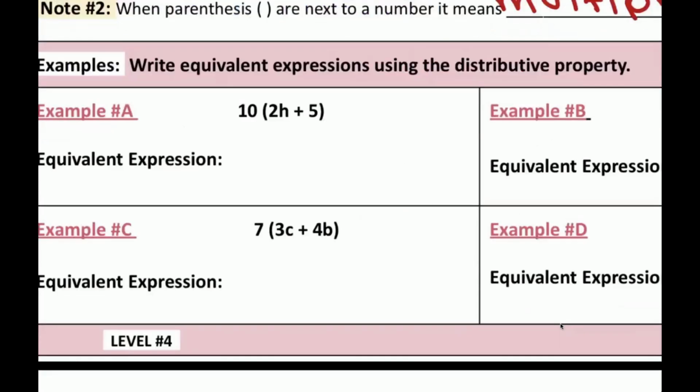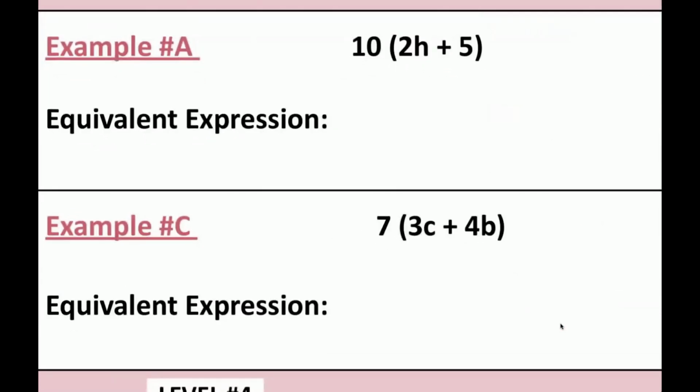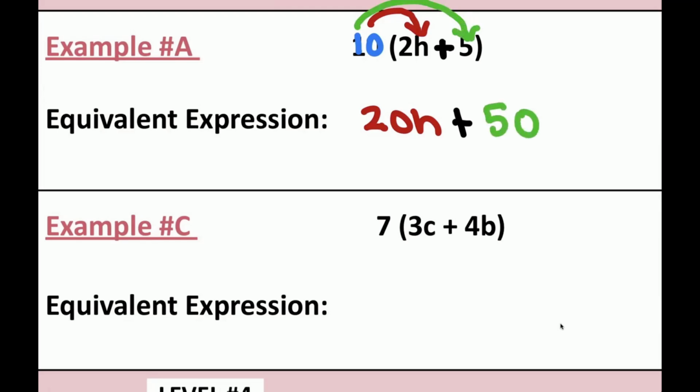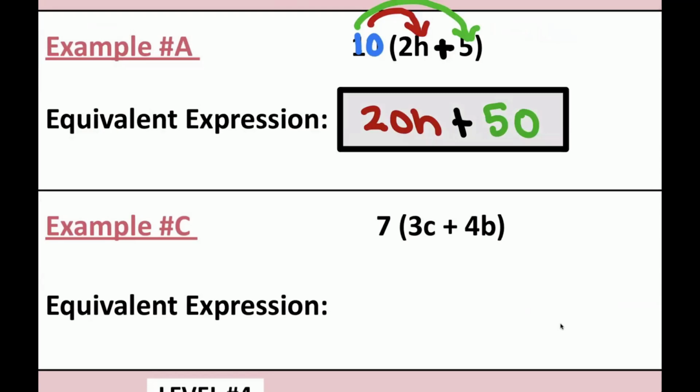Let me show you an example of the notes we just took. Our number on the outside is 10. That's what we're going to multiply. We have 10 times 2h is 20h. I'm going to bring down my plus, and 10 times 5 is 50. That is our equivalent expression. I multiplied the 10 times 2h and the 10 times 5. Go ahead and complete example C on your own, then come back to the video.